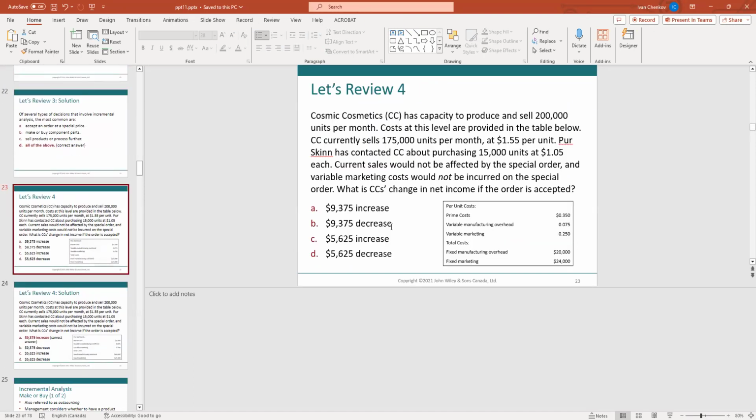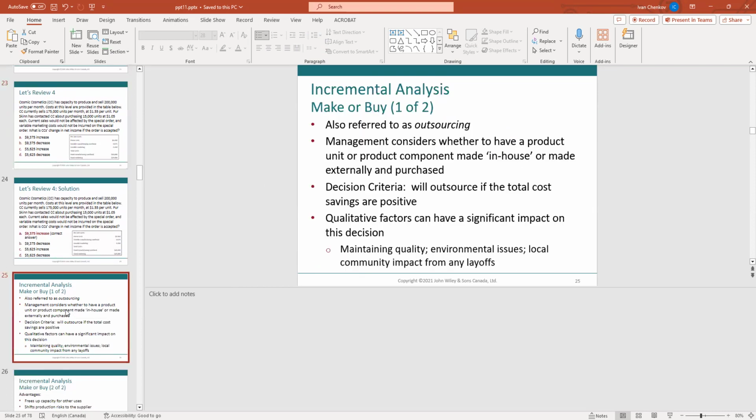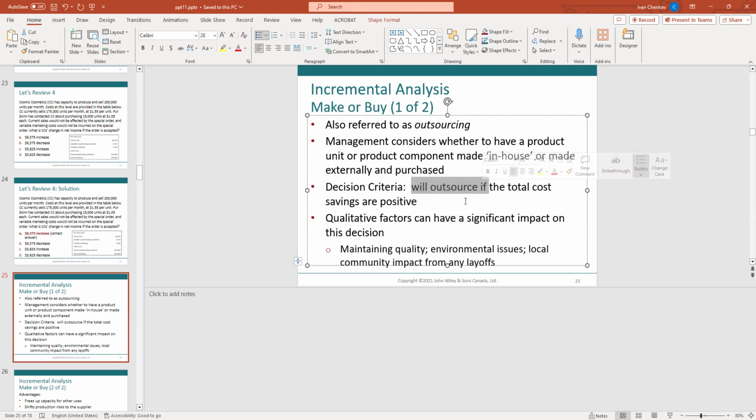We did this question here. What will be the increase? Again, stay with the variable cost, calculate the variable cost only, see the effect by the number of units, and you're going to come to the answer. The next decision that we did in the class was make versus buy. Should I outsource it, or should I produce it at my premises? Now the decision criteria here is we always will outsource if the total cost saving is positive, means that the price that we have to pay is less than the total cost saving.